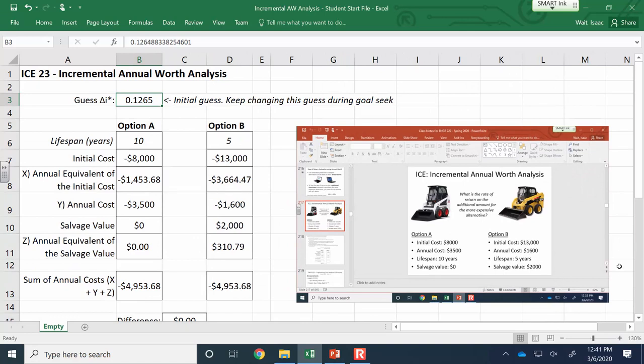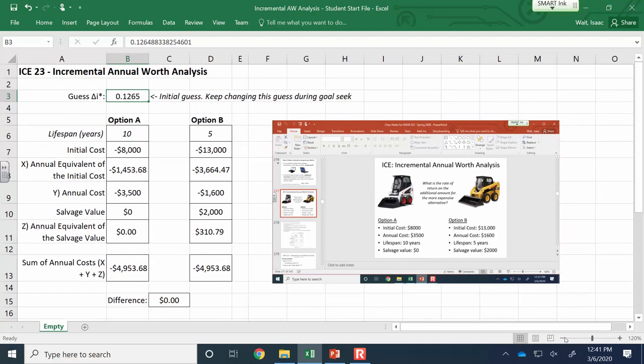Okay, so when you calculate the rate of return, you should get 12.65%. Raise your hand if you got 12.65%. Not everyone.